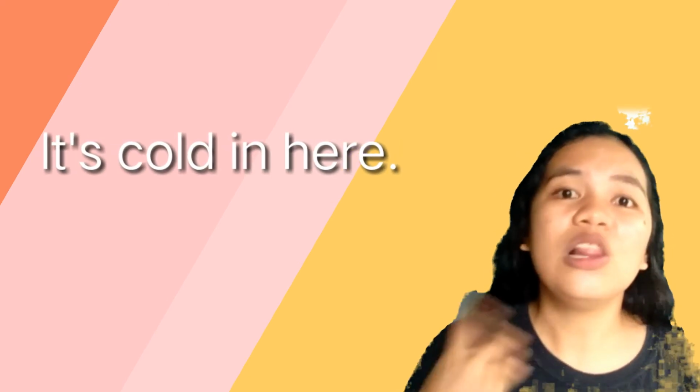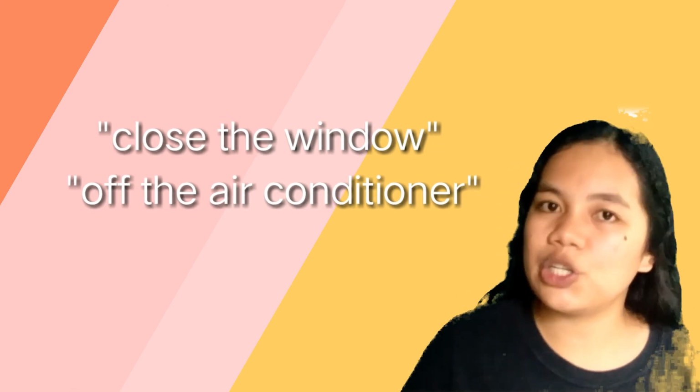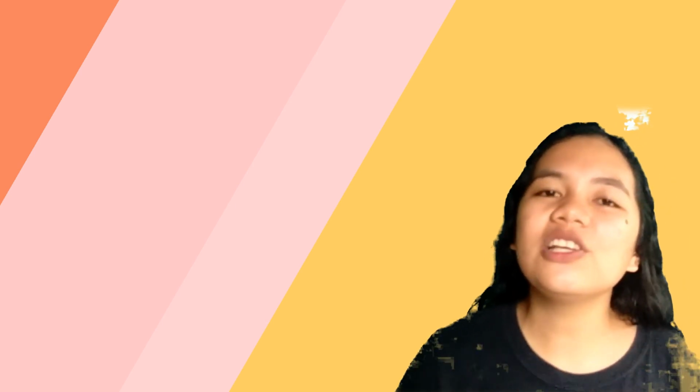Another example is, it's cold in here. So that is the locutionary act. Someone from our house has these possible interpretations: to close the window or even turn off the air conditioner. So that would be the illocutionary act. So the perlocutionary act of that is someone, or maybe my sister, would close the window or even turn off the air conditioner. So that is the perlocutionary act, when someone is doing the action.